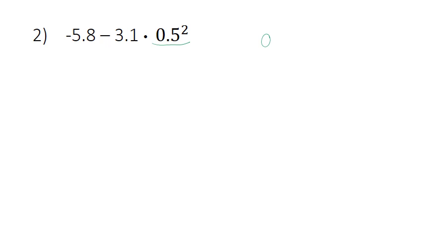I have 0.5 times 0.5. 5 times 5 is 25. And 5 times 0 is 0, plus 2 is 2. Put a 0. 0 times 5 is 0, and 0 times 0 is 0. Then I'm going to find the sum. 5 plus 0 is 5, and 2 plus 0 is 2, and then I have my 0 here.